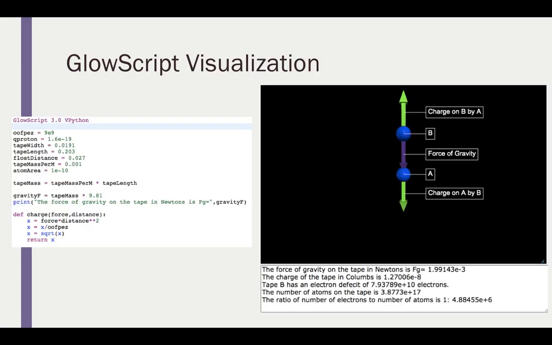Here are my GlowScript visualizations. On the left, you can see my code, including the function that I wrote to determine the charge on my tape. And then on the right side is the visual. The green arrow represents the force from the charged tapes. The purple arrow represents the force of gravity on the top tape. And then I have the tapes represented as point charges A and B.